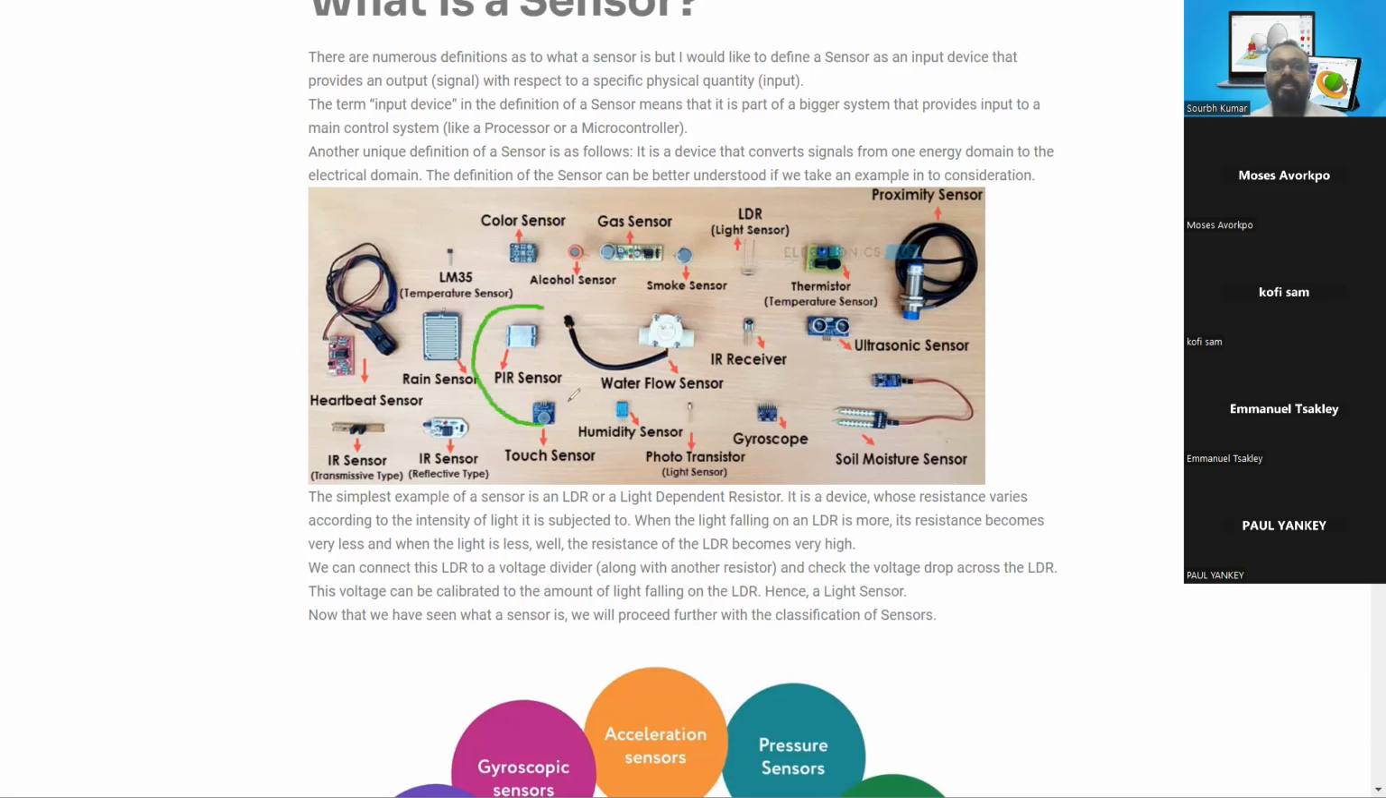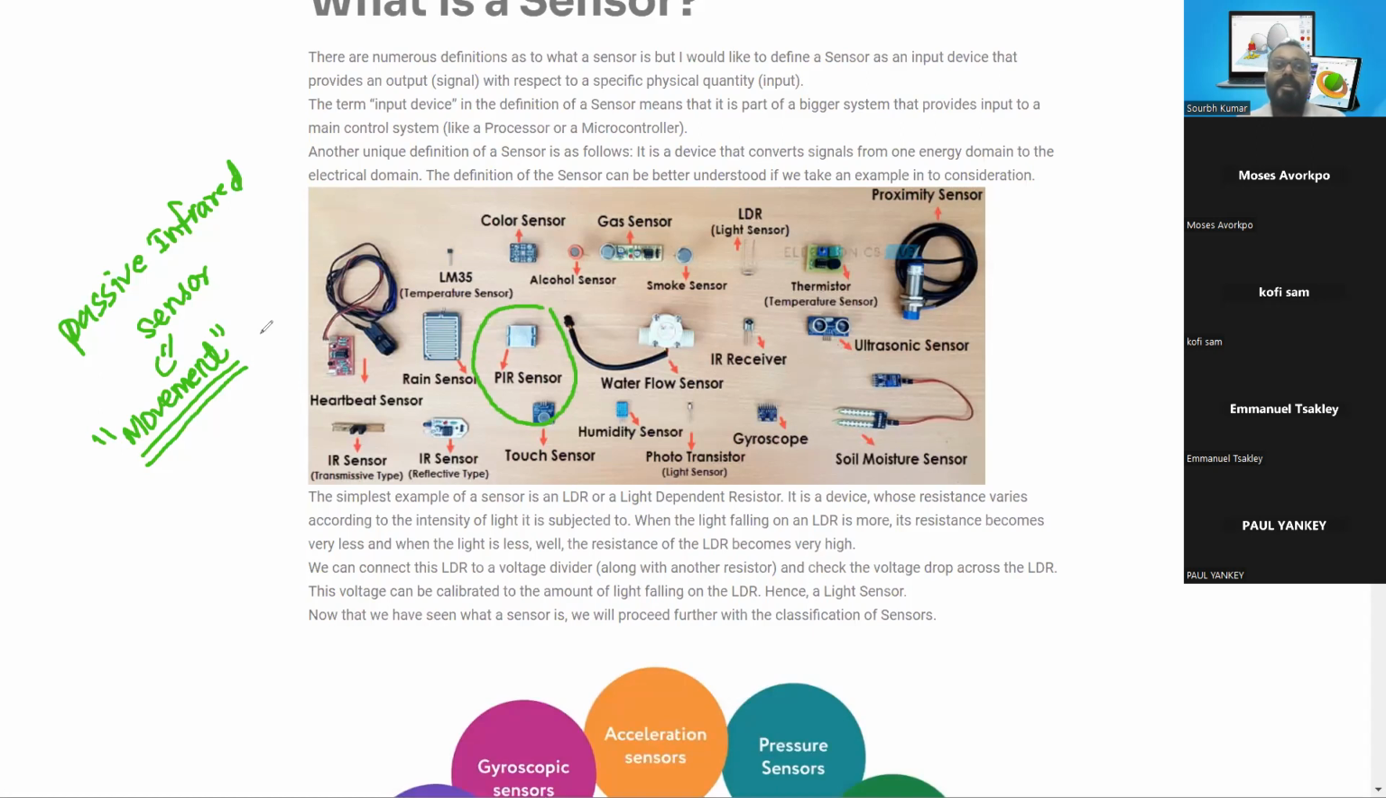PIR sensor here is known as the passive infrared sensor. So passive infrared sensor is one of the sensors which can detect the presence of movement in the surrounding. Why I mentioned movement: most of the security systems installed in our homes have this PIR sensor. Even some of the security cameras have the PIR sensor to detect movement in front of the camera, and then the camera will take photographs of the trespassers.